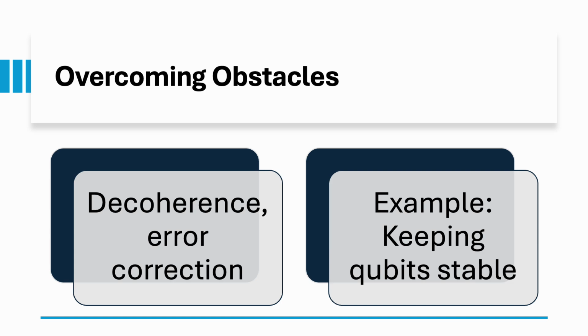Despite these extreme measures, current quantum computers can only maintain coherence for about 100 microseconds before errors start piling up. This means that until scientists figure out how to extend coherence times or develop better error correction, quantum computers are limited in how complex their calculations can be. So that's the example here of keeping qubits stable.